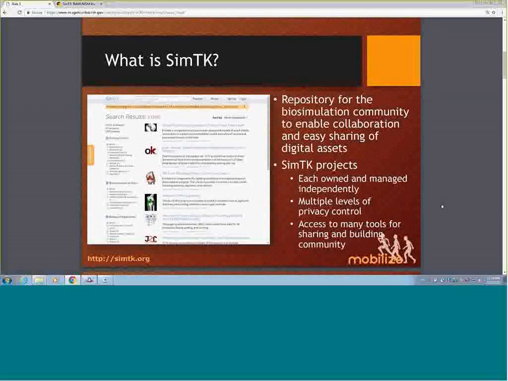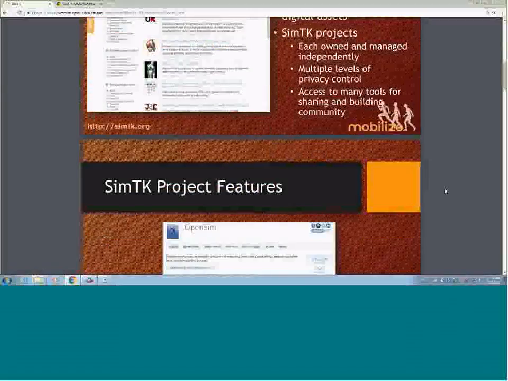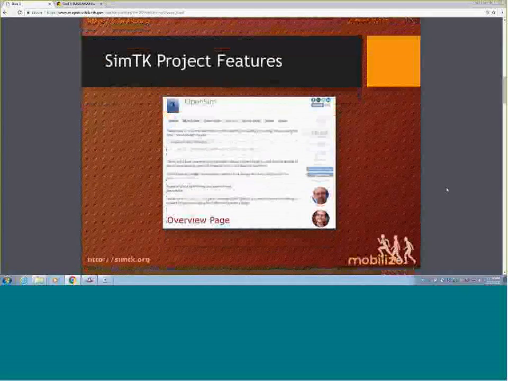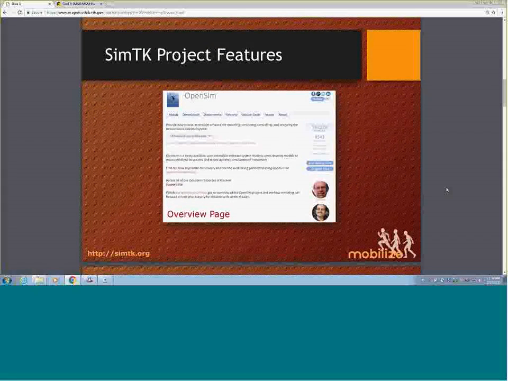You also get access to many tools for sharing and building community. I don't have time to go through all the different features on the site, and I'm just going to focus on a few of them that I think are most relevant for the working groups. Each project has an overview page, so a basic description about the project, who is involved with the project.